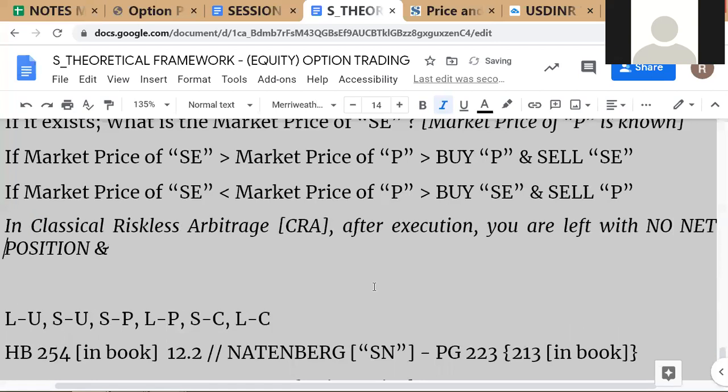No net position. That means buy SE, sell B. No net position and no market risk. Okay, so when I say no market risk, that means that credit risk can remain.